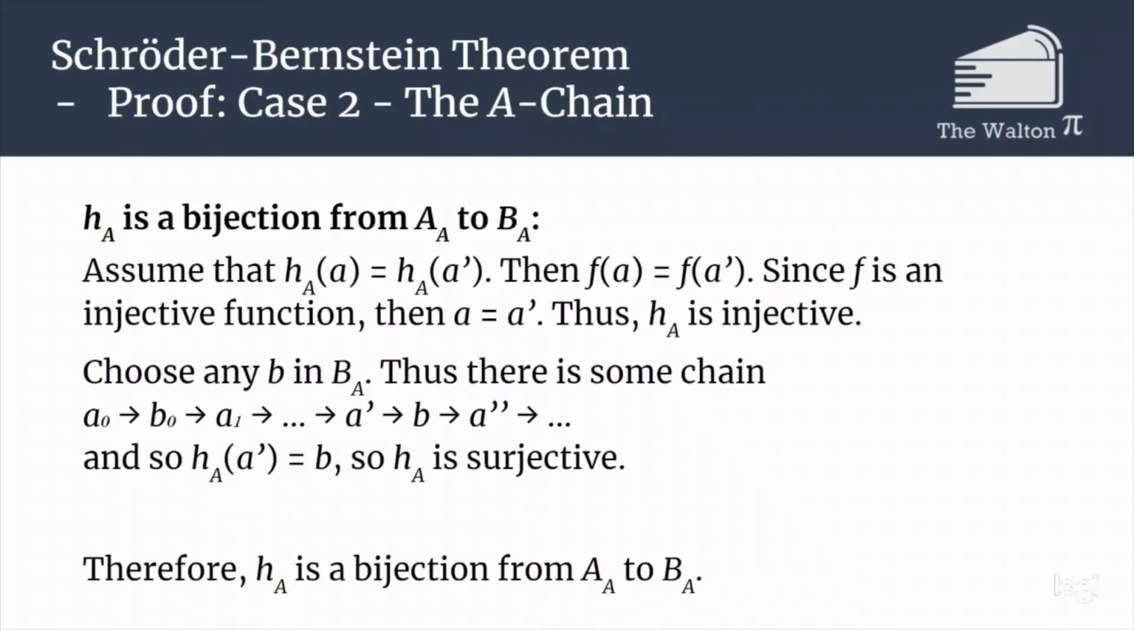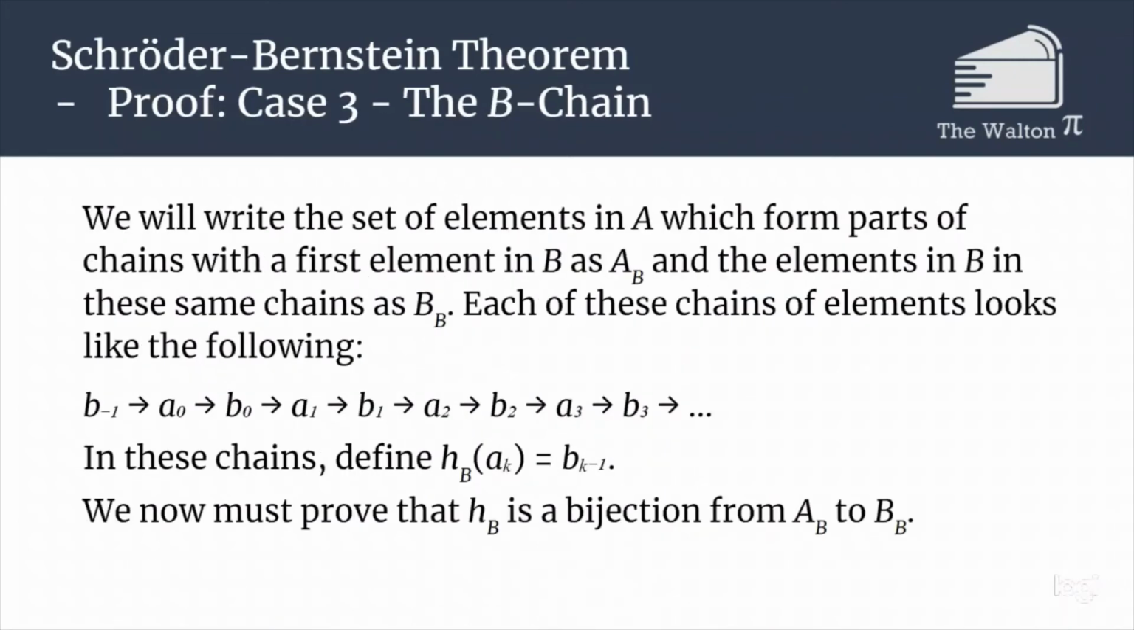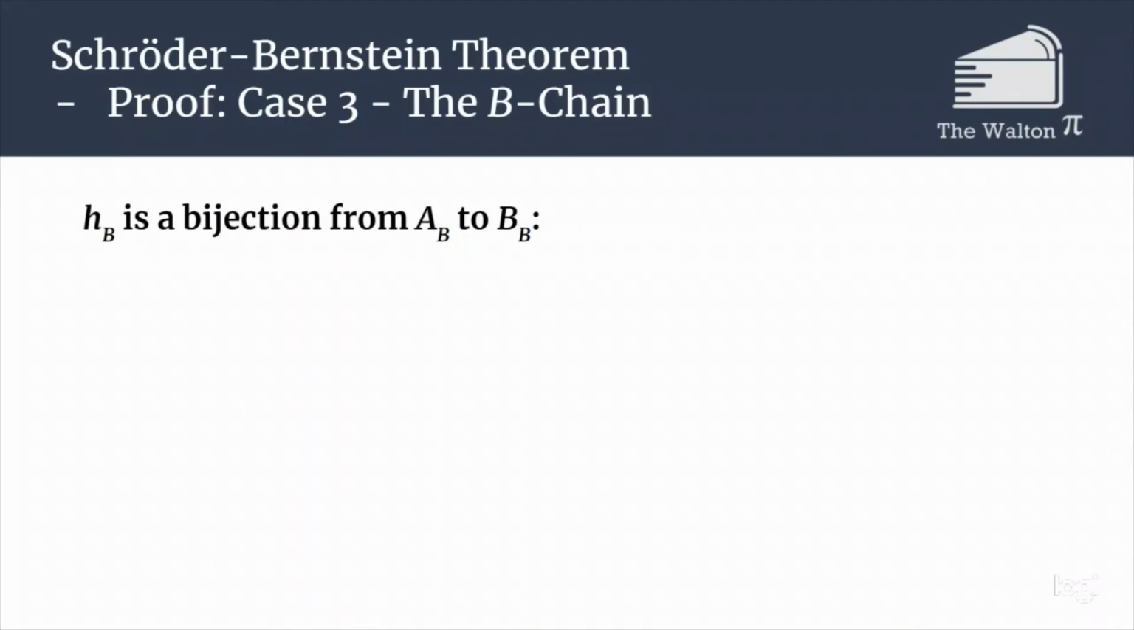However, this function is defined a little bit differently, because instead of starting at A, it starts at something in B. So here we are going to define our function h sub B of A sub k as B sub k minus 1. So instead of going to the next term in the chain, it goes to the previous term in the chain. We now have to prove that this is going to be a bijection. So this time, this is going to be a little bit different than the last case. So give it a shot and see if you can figure out how you might be able to prove that this is also going to be a bijection.